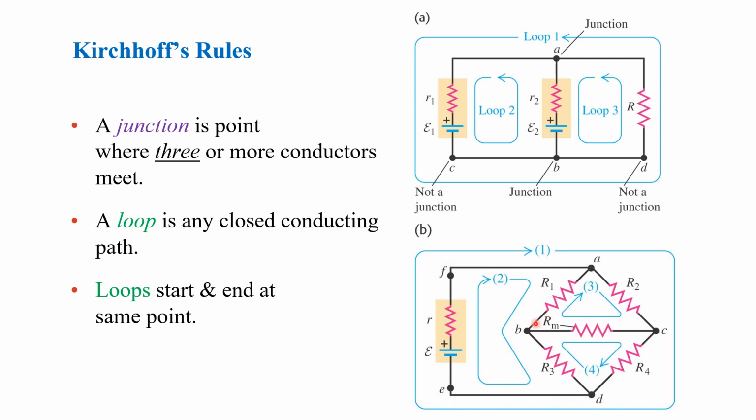Okay, and this is the third loop. And this is your fourth loop. So for this network, you have 4 loops that you can find.